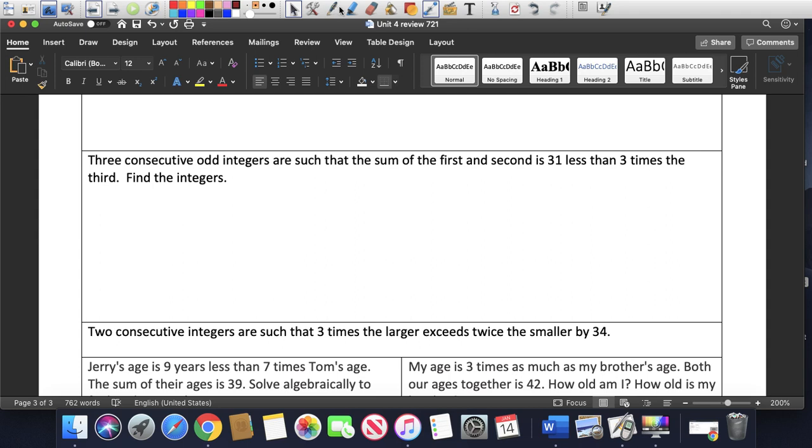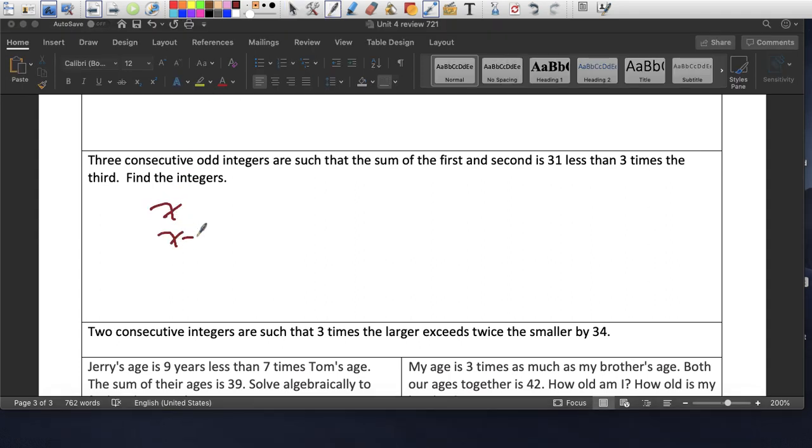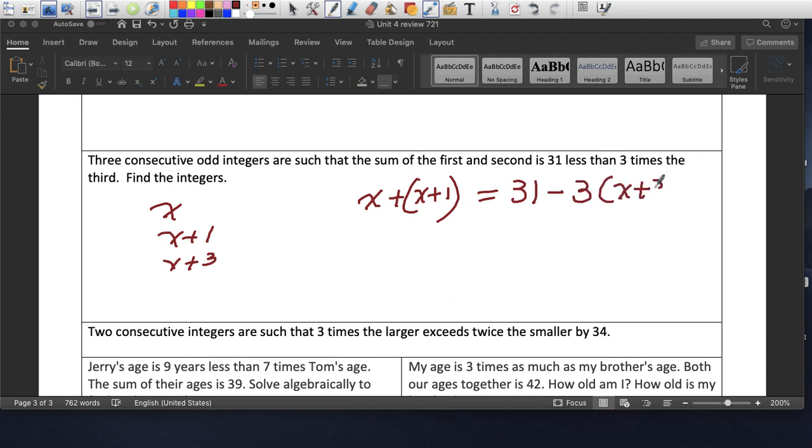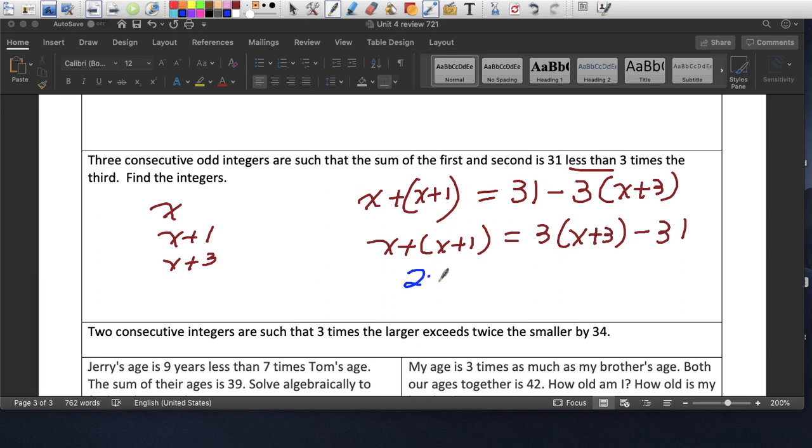3 consecutive integers, such that the sum of the first, okay, again, consecutive odd integers, sorry, x plus 1, x plus 3. Such that the sum of the first and the second, so the sum of the first plus the second, put this in parentheses because you should, because if it was subtraction, that would really matter, is 31 less than 3 times the third, which is x plus 3. But don't forget, because it says less than, I'm going to have to do a little switch. This is going to come to the front, and the 31 goes to the back. So that ends up being my equation. This one is going to be 2x plus 1, and here it's going to be 3x plus 9 minus 31.